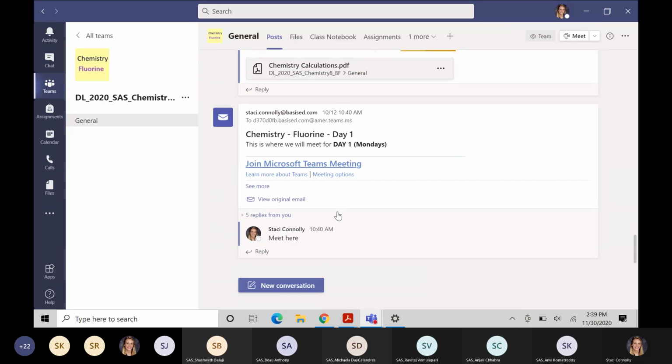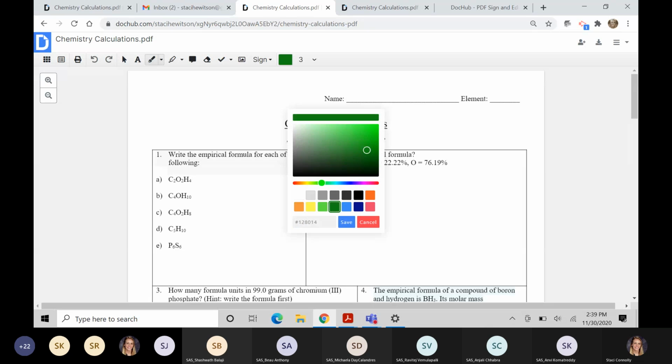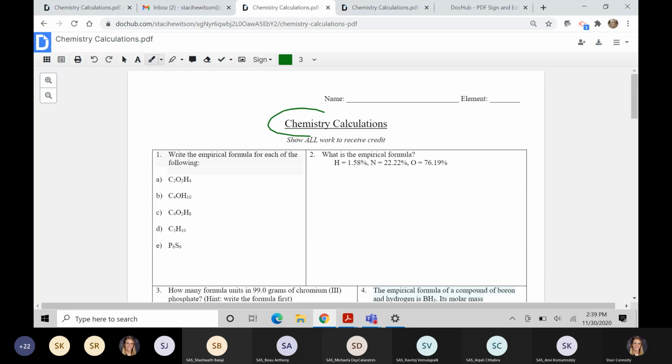All right, so let's come over here. This is the worksheet we're going to go over. Again, if you don't have it printed out, no big deal. You should have a piece of notebook paper. On your notebook paper, you need to write chemistry calculations. You need to put your name at the top. Let's jump right in.